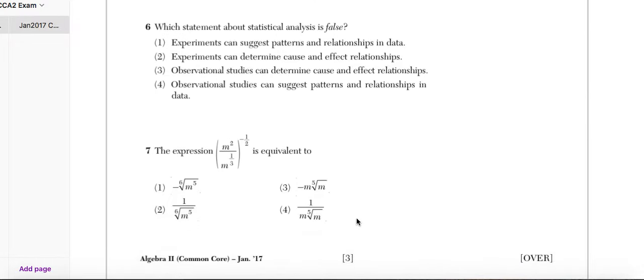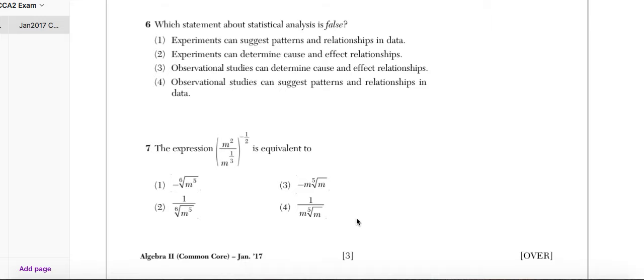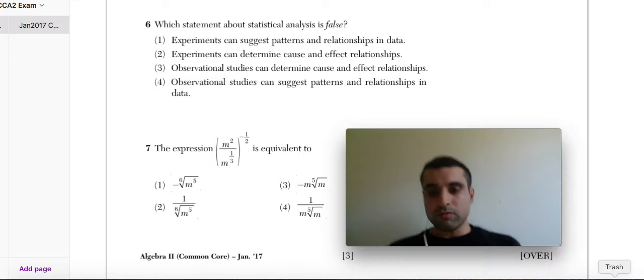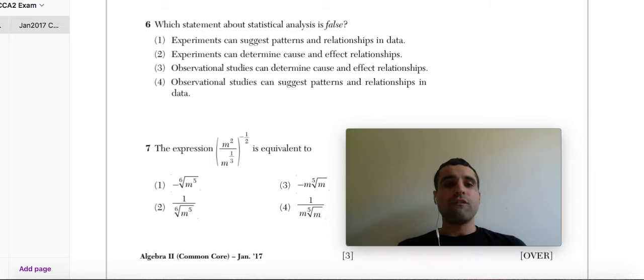Now, number 6. Which statement about statistical analysis is false? And I'll pull myself back up and sit up a little bit. Which statement about statistical analysis is false? So let's take a look at this. Choice 1, experiments can suggest patterns and relationships in data. Of course they can. So that's not false, so I'm not going to pick that one.